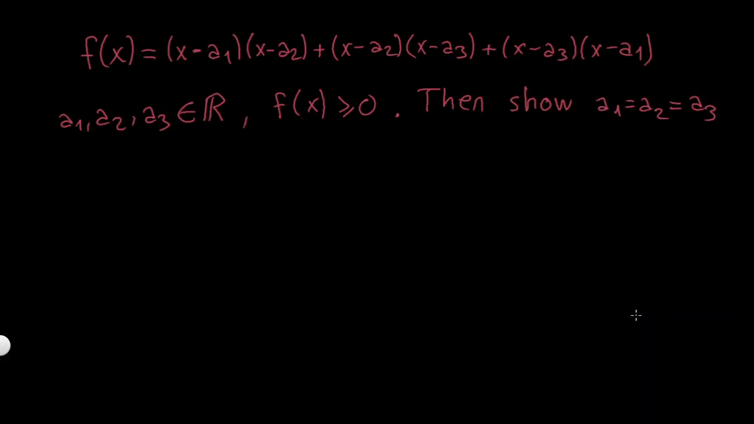Hi there, I have an interesting problem for you, and let's see how we can solve it. So I have all of the a_i being symmetric on f(x), and all of them are real numbers, and f(x) is greater than or equal to 0 for every x, and then this implies that a1 is equal to a2 is equal to a3. So let's see how we can do it.